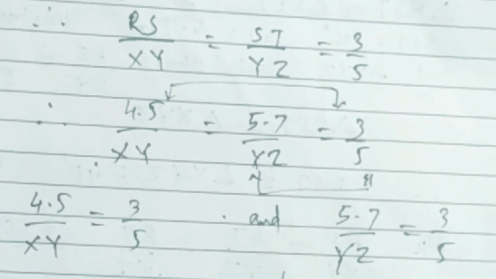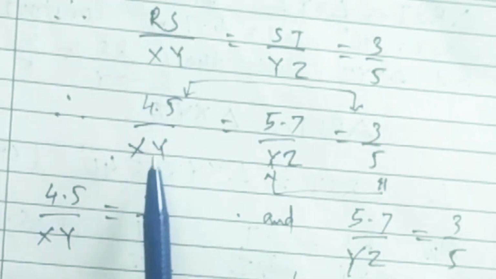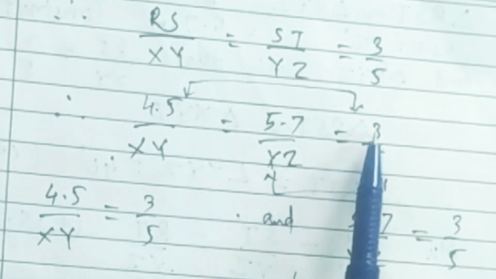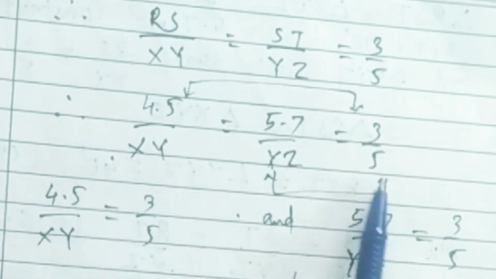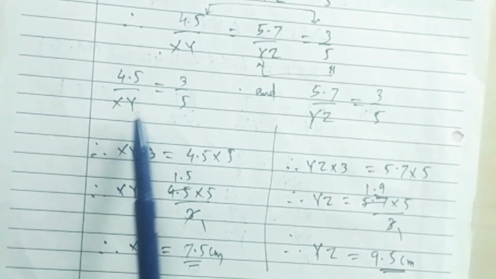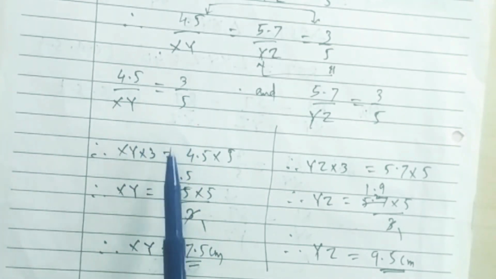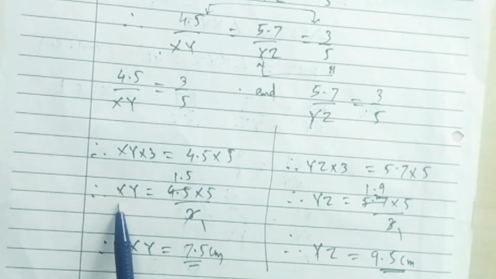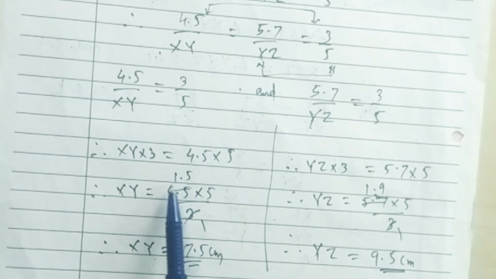Therefore, RS upon XY is equal to ST upon YZ is equal to 3 upon 5. Therefore, RS is 4.5 upon XY is equal to ST is 5.7 upon YZ is equal to 3 upon 5. So, equate the ratios and cross multiply. So, 4.5 upon XY is equal to 3 upon 5. So, XY into 3 is equal to 4.5 into 5, which gives XY is 4.5 into 5 upon 3. 1s are 3, 3 1s are 3, 3 5s are 15.